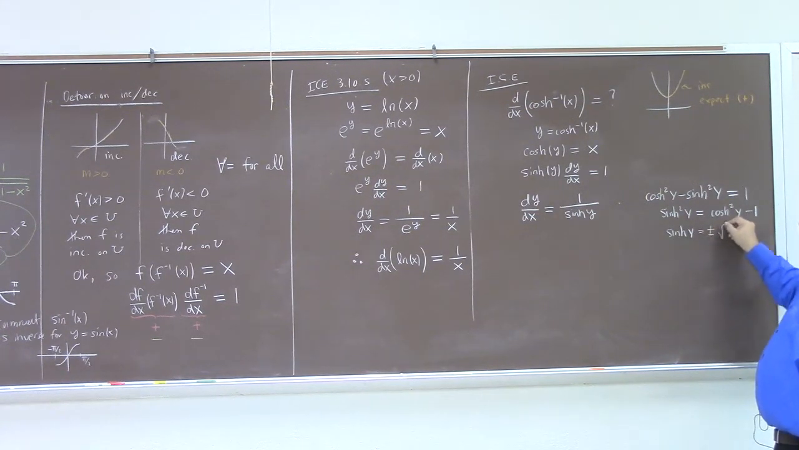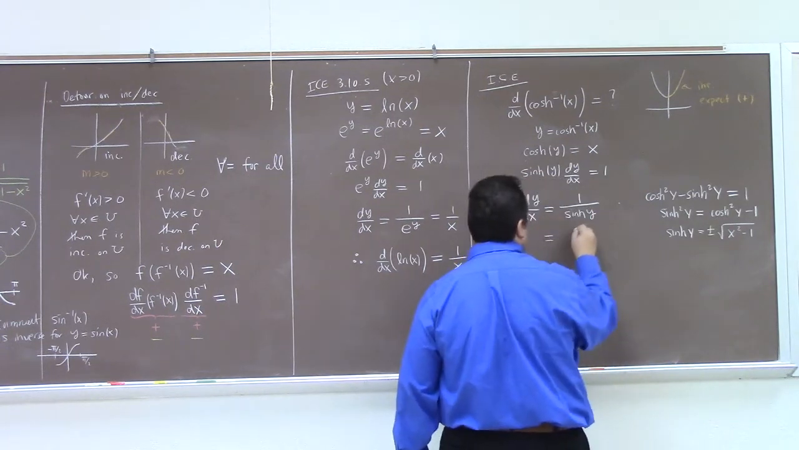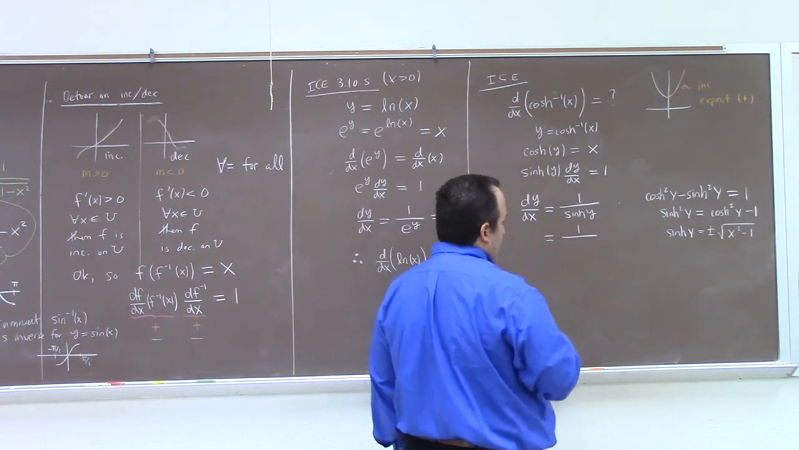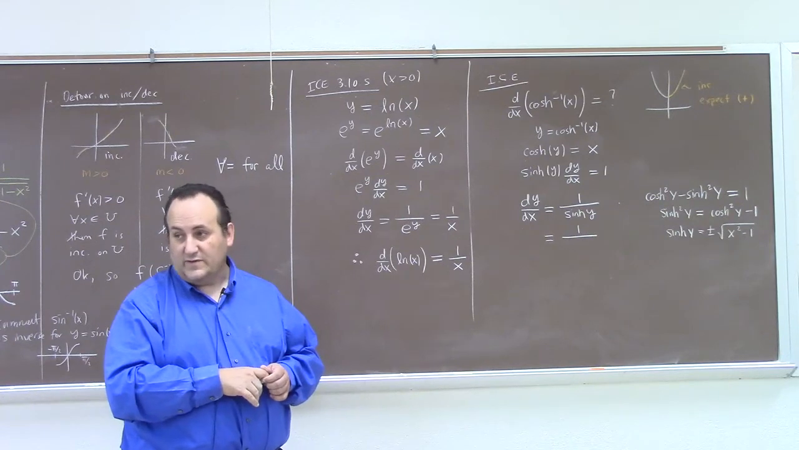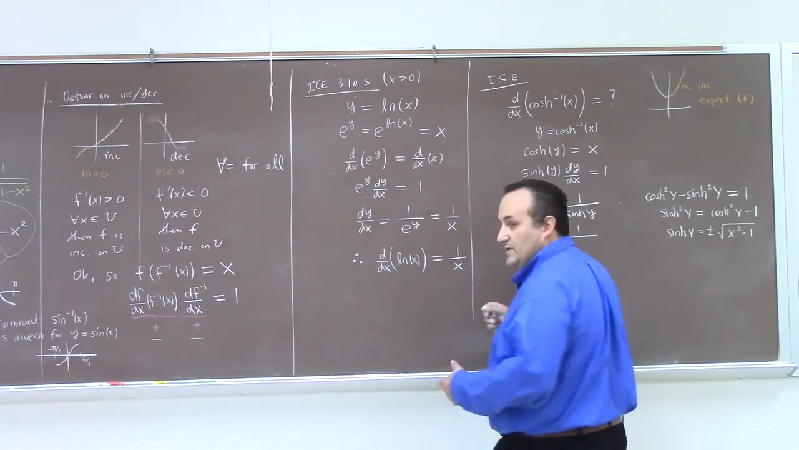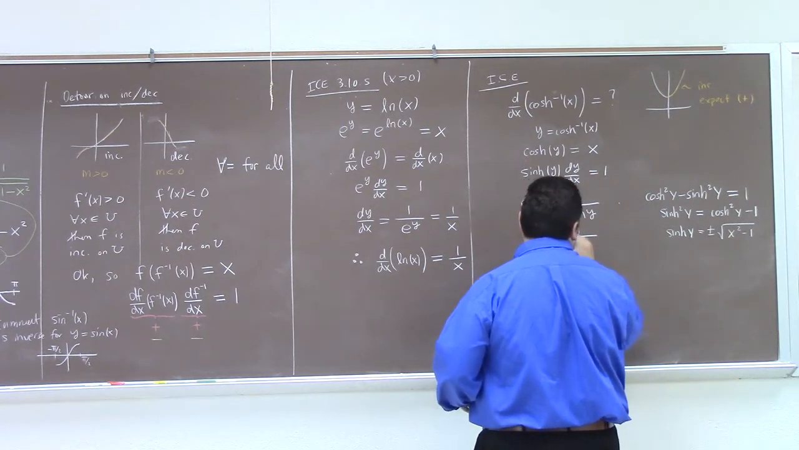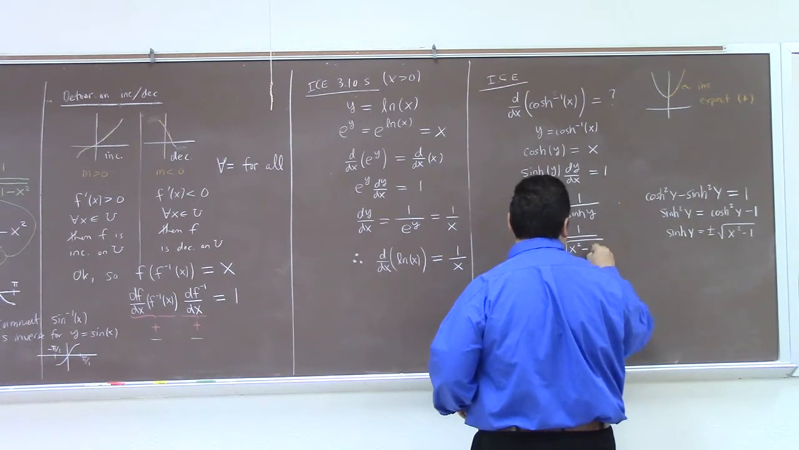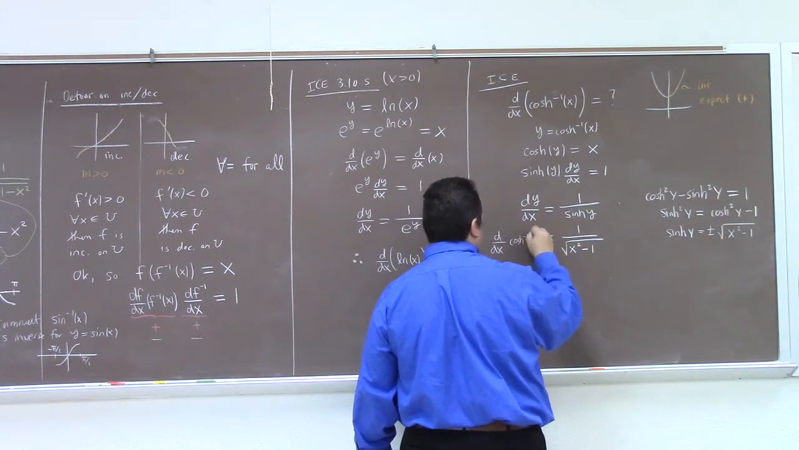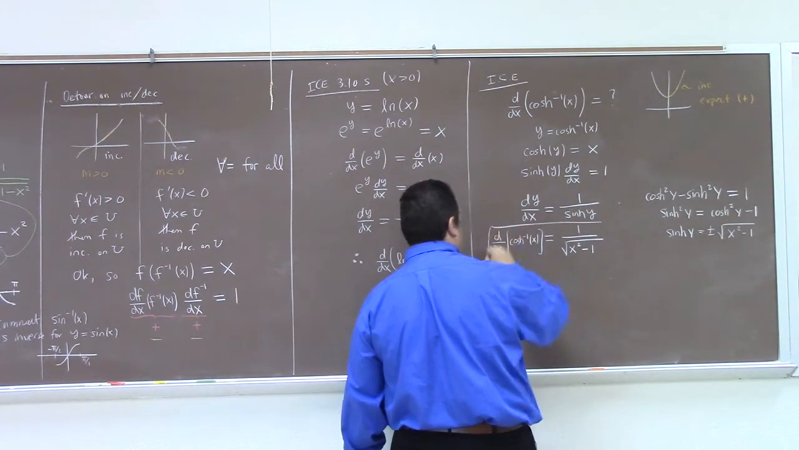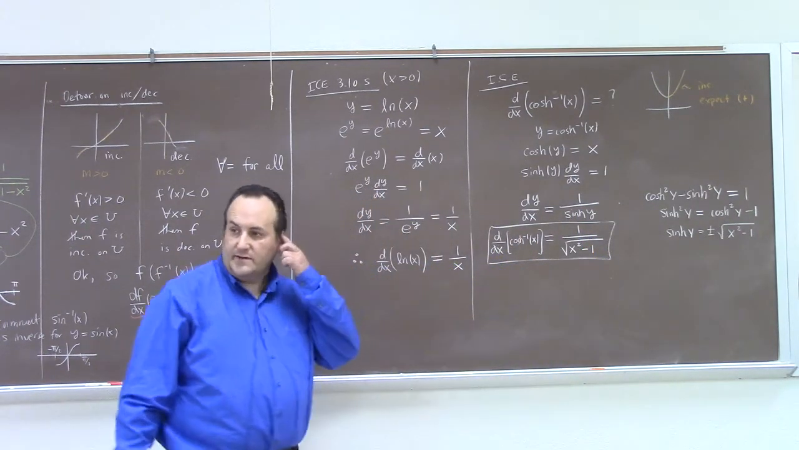which gives me that sinh of y is plus or minus the square root of, well, cosh y was what? Cosh of y was x, right? So this cosh squared is really x squared. So that's 1 over, and what am I going to choose, the plus or the minus? Well, I want a positive derivative, so I'm going to choose the plus, because unlike the inverse cosine problem, there's no minus upstairs to fight against. There you go. The derivative with respect to x of inverse hyperbolic cosine of x is equal to 1 over the square root of x squared minus 1.